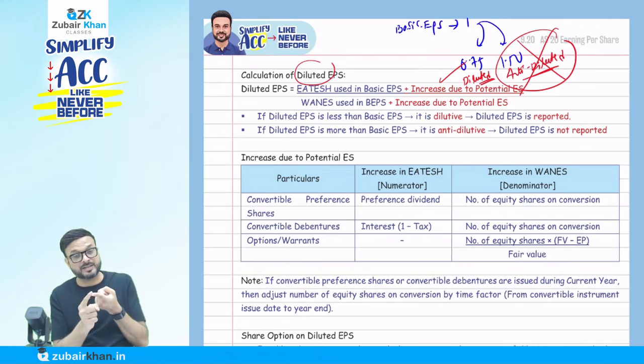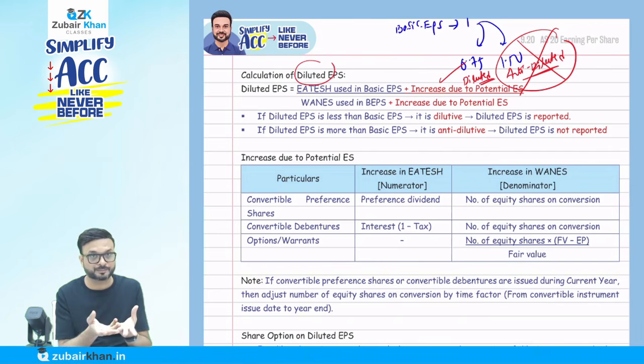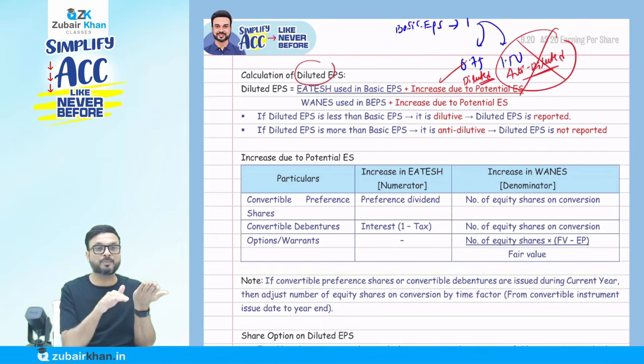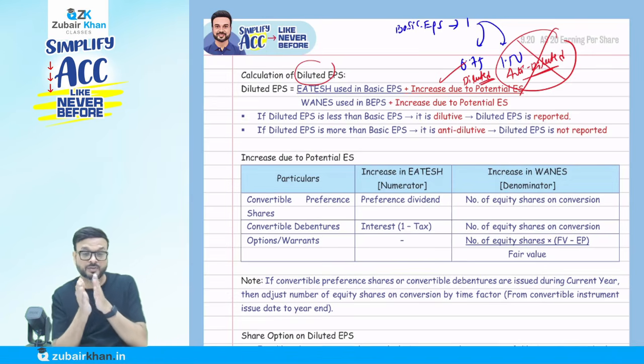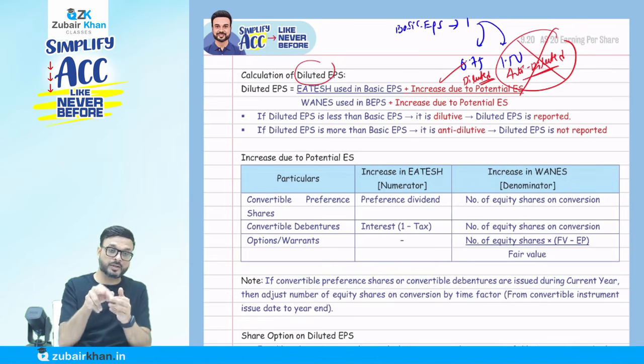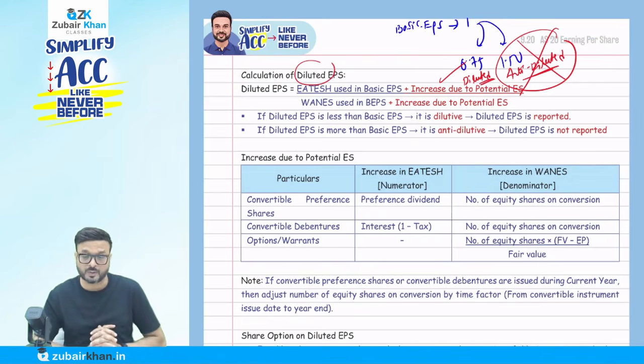If convertible debentures are converted into equity shares, what happens? I don't have to give the interest to the debenture holder, so my profit will increase. But at the same time, I have to pay the tax because the profit is higher. So accordingly, my profit will fluctuate. But at the same time, the number of shares will also increase because if the debentures are converted into equity, the number of shares will increase.